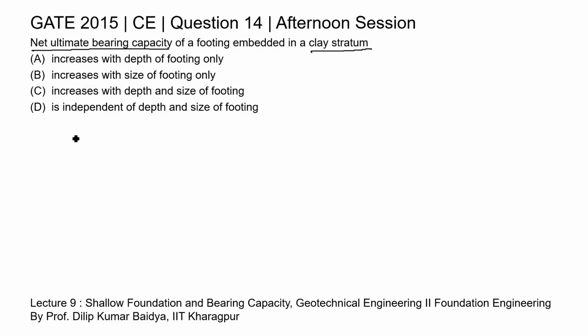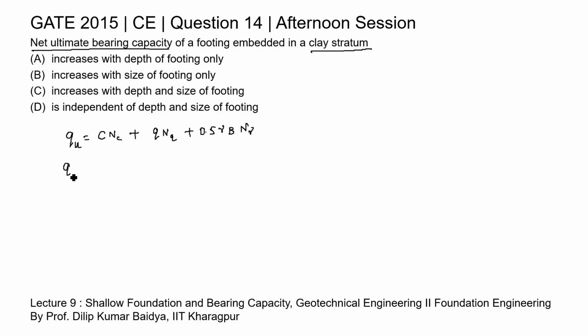So, if we recall the Terzaghi bearing capacity for the strip footing, it is given by qu = cNc + qNq + 0.5γBNγ. Here, qu is the ultimate bearing capacity, c is the cohesion of the soil, q is the overburden pressure, γ is the unit weight of soil, B is the width of the footing, and Nc, Nq, Nγ are the bearing capacity factors which depend upon the soil properties.